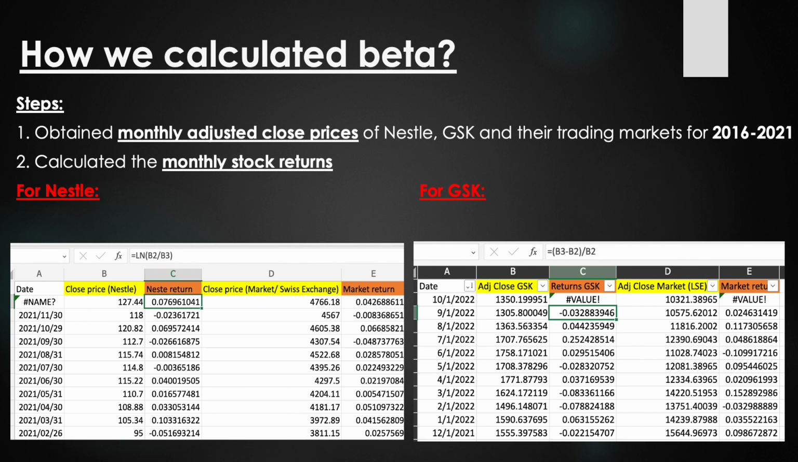Firstly, we used monthly adjusted close prices for Nestle and GSK historical prices for the past 5 years. The reason why we decided to choose the adjusted close price is because it already has dividends and stock splits corrected, which makes it more suitable in our calculations. Then we calculated the monthly stock returns for 5 years using the ln function of new price over old price. We used the SIX Swiss index and the London Stock Exchange to calculate the respective market returns of the firms.